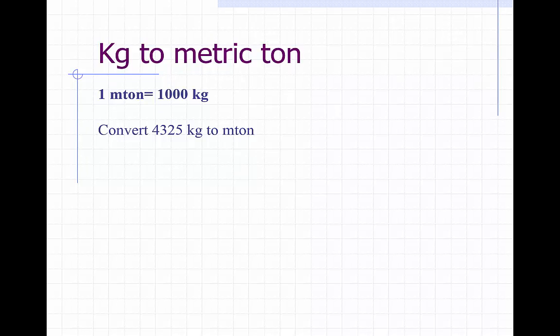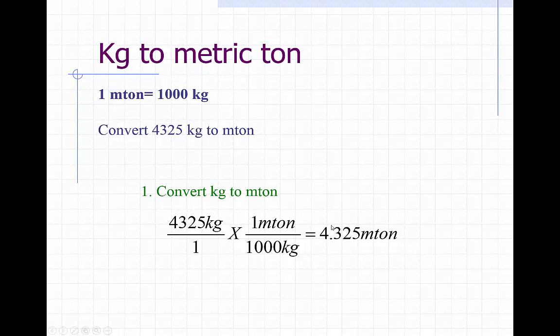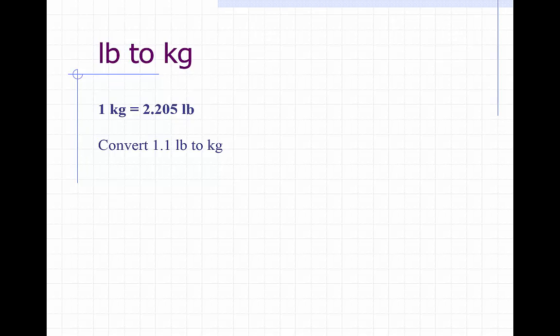So let's convert kilograms to a metric ton. So our conversion factor is 1 metric ton equals 1,000 kilograms. So we're going to convert kilograms to metric tons using our same equation. 4,325 kilograms over 1 times 1 metric ton divided by 1,000 kilograms equals 4.325 metric tons. Kilograms are canceled off, leaving only the metric tons.